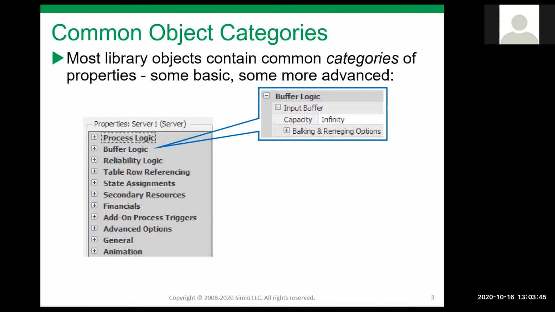Some of those are, as an example, the buffer logic that we already touched on a little bit in the last module, looking at input buffers and output buffers and how the capacity by default is infinite. But you can also have limited capacity, and if you have limited capacity, you can also choose balking and reneging options, which are basically when I first arrive at the queue, maybe I decide not to stay, that's balking, or after I've been there for a while, I might decide to leave, and that is reneging. So all of that is built in under the buffer logic category of all the different objects.